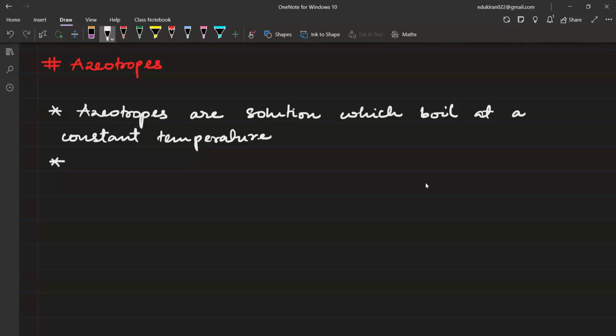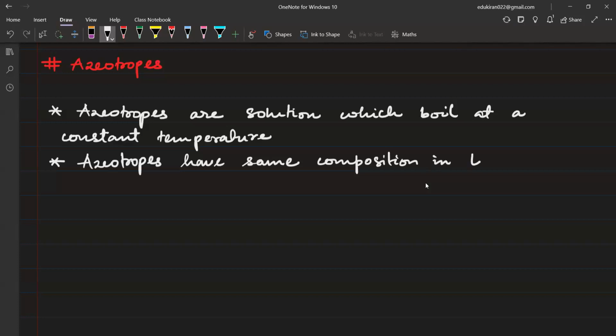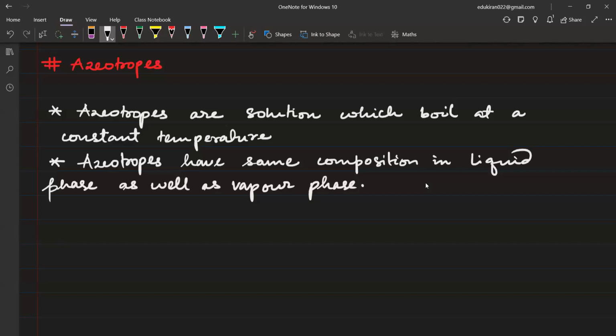So we can say azeotropes have the same composition in liquid phase as well as vapor phase. Now there are two different types of azeotropes that we can have.